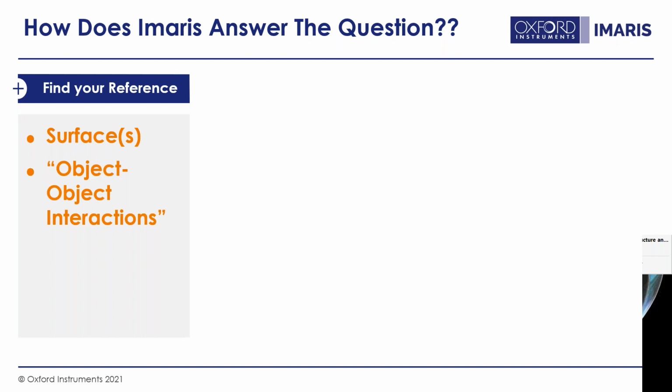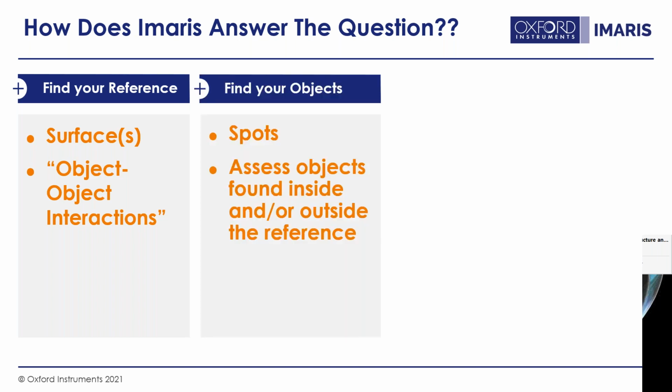You need to make sure that as you go through that creation wizard, you have the checkbox for object-object interactions checked on. That's going to be on by default for the first few objects or components that you find. Once you've found that surface, then go in and find your objects, in my example the blue cells, and you find those as spots. Then Imaris can assess whether the objects are found inside or outside or both, and how far away they are from that reference. So what's the shortest distance from the spots to the surfaces?